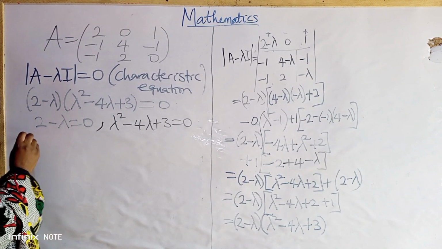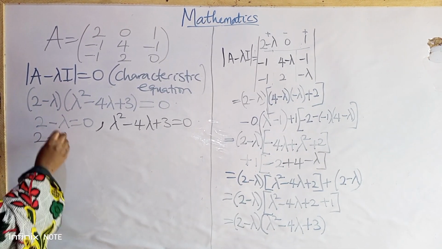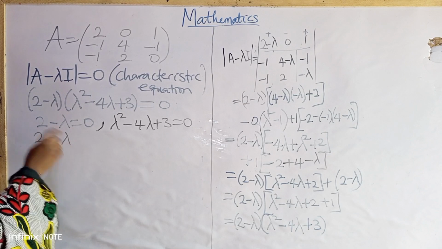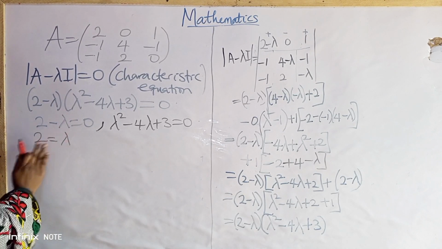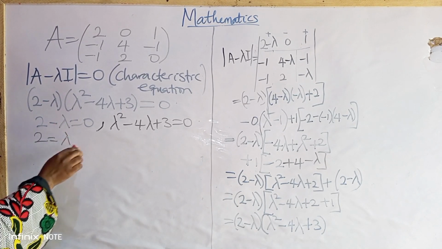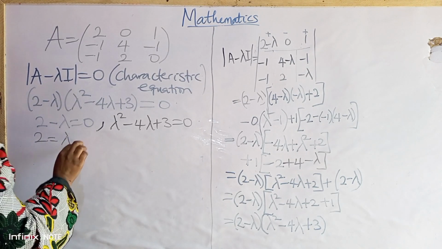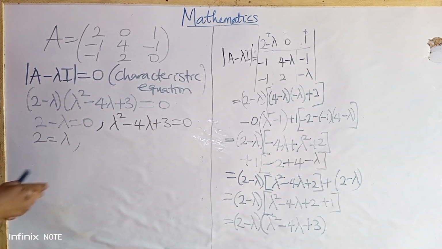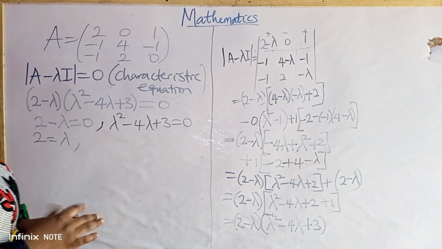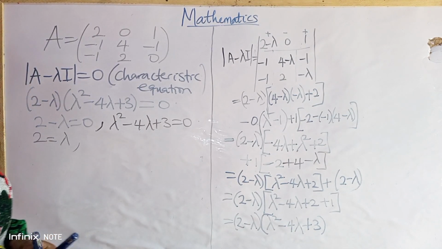So from here, 2 is equal to lambda. That is our lambda one, or just name it, leave it like this. So the first lambda is equal to 2. Now let's solve this quadratic equation: lambda squared minus 4 lambda plus 3 is equal to 0.